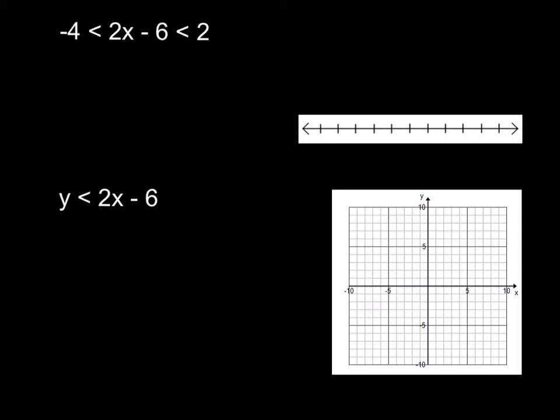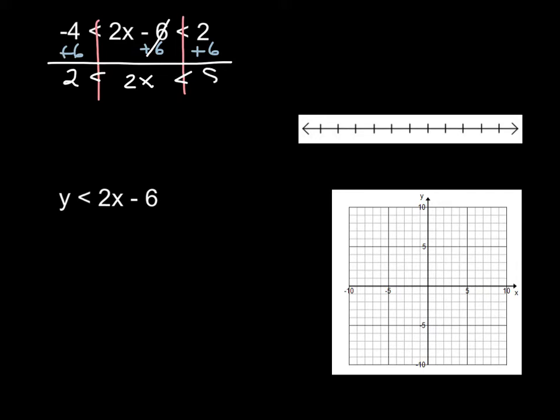This first one is a compound inequality. If I put my lines down where both of my inequalities are, I'm going to solve this just like I would with an equation. So I'm going to go ahead and start by adding 6 so that those will cancel out and we'll be left with 2x in the middle. If we add 6 there, we need to add 6 over here, and we need to add 6 over here. When we do that, -4 plus 6 is 2. The 6 and the -6 cancel, so we're left with just 2x in the center, and then we have 2 plus 6, which is 8.